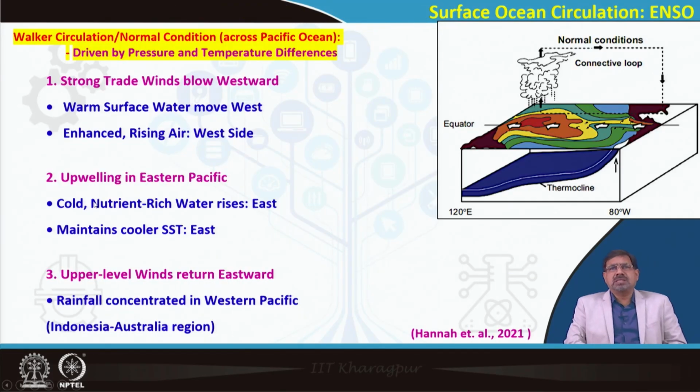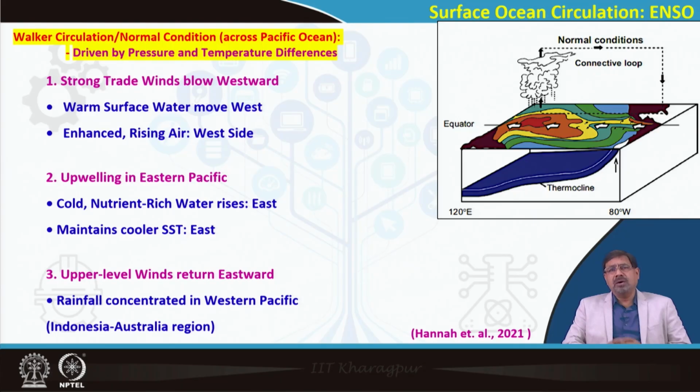Now, friends, let us have an understanding as far as the El Nino Southern Oscillation is concerned, the surface ocean circulation part we are continuing in our discussion. So, the normal condition across the Pacific Ocean is driven by pressure and temperature differences. In three parts we can discuss it. The first one is the strong trade winds that blow westward. Then you have upwelling and downwelling, the up and down kind of vertical circulation.